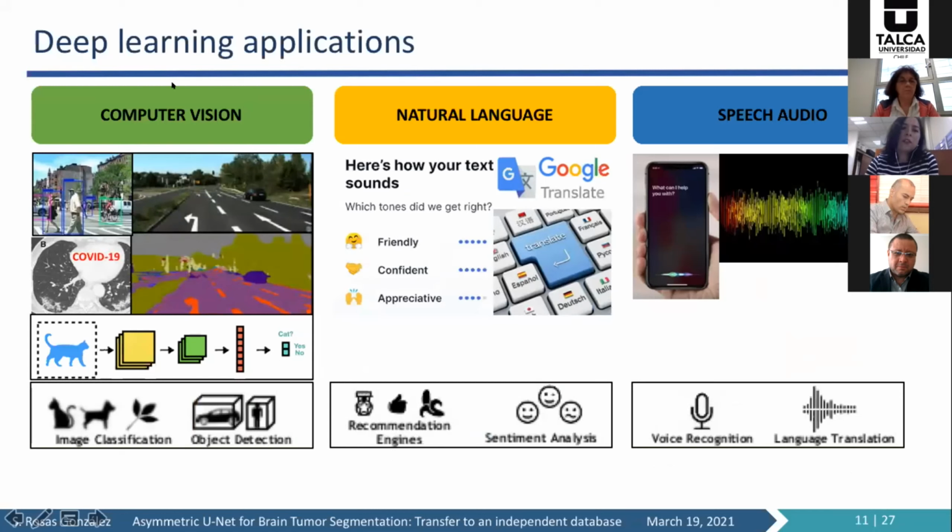Convolutional neural networks are a part of deep learning methods that are the state of the art in many different applications. And in particular, in computer vision, they are even exceeding the human performance in image classification and object detection.